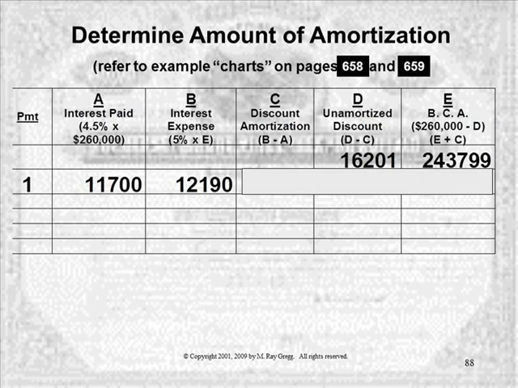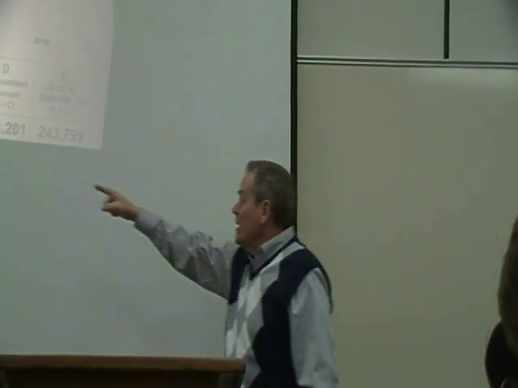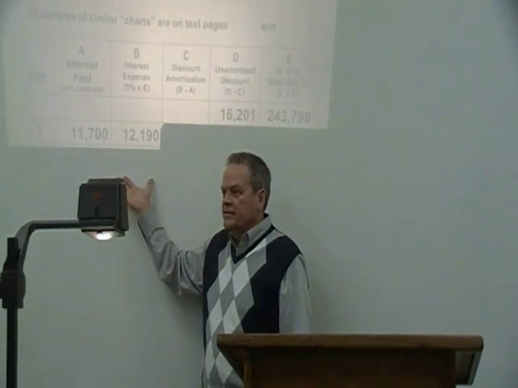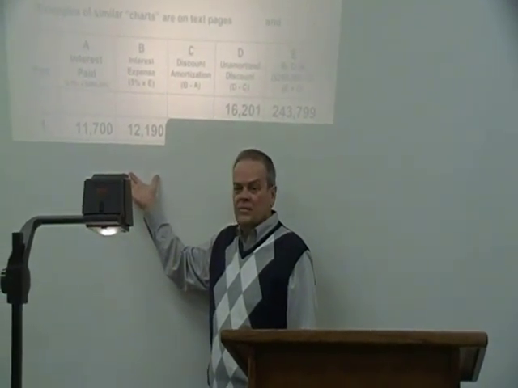I need some auditors. That's right. 12,190 is what we think belongs in interest expense. There is already 11,700 in that account. Do I need to make the entry for the whole 12,190? Yes or no?